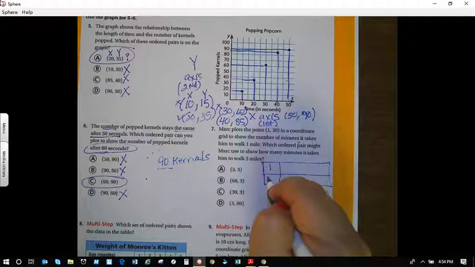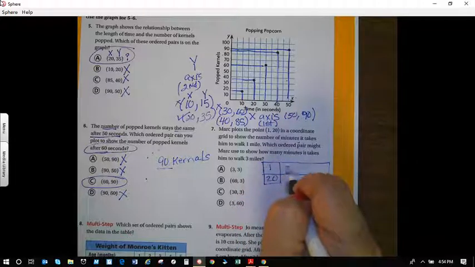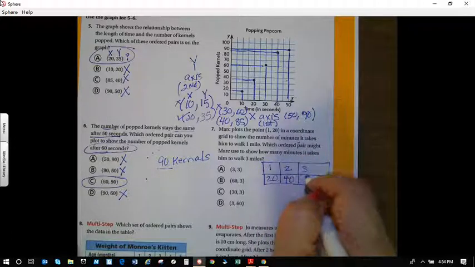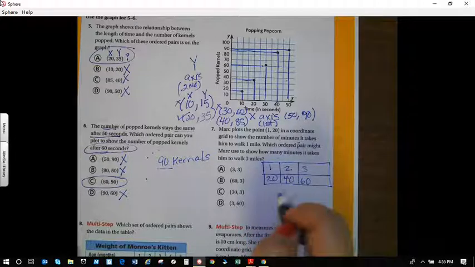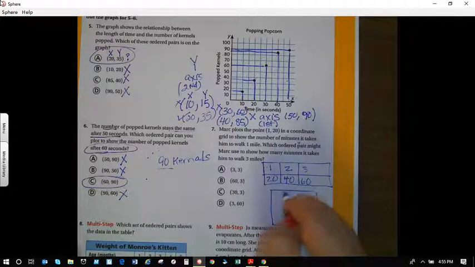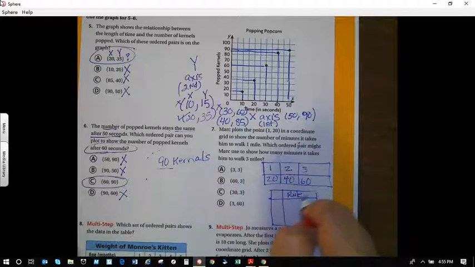1 mile was 20. 2 miles would be what? 40. 3 miles will be 60, because I'm skipping by 20s. Or make room for the rule. Remember, we talked about having rules when we were doing the conversions. And you can do the same thing here, making a third one.